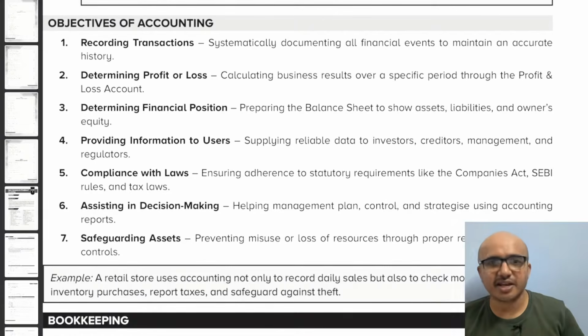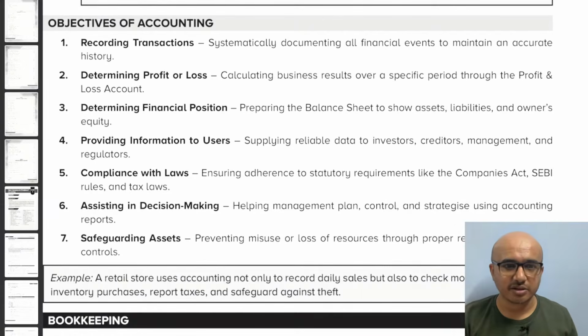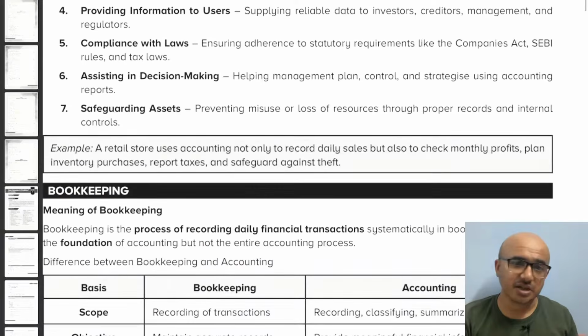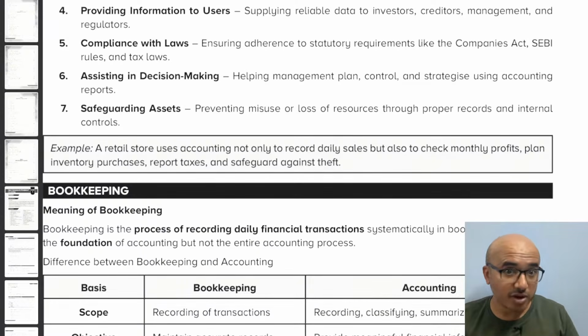Assets in decision making. Again, we are repeating ourselves here. Then safeguarding assets. So you will know if there is a proper record of all the assets. You will always know that, okay, these assets are with us because it's there. I can see it in the books of accounts. I can see it in the balance sheet as part of the assets. Otherwise, auditors will of course check that too.